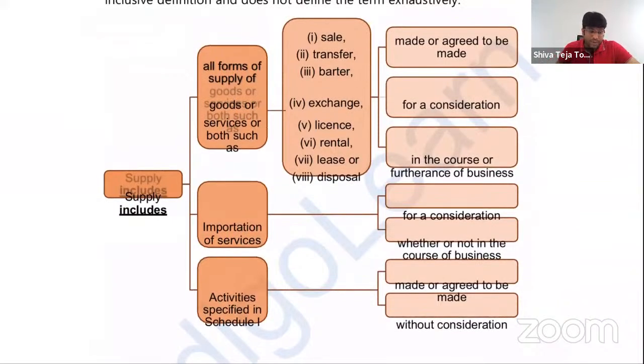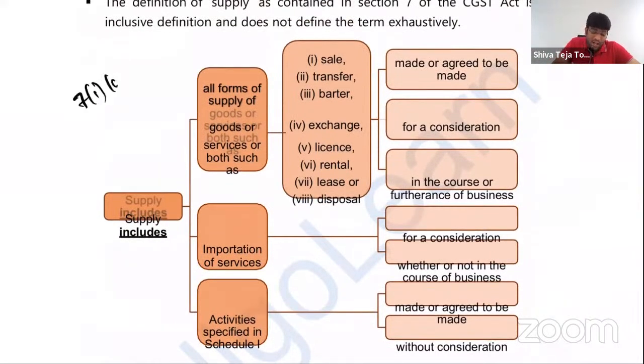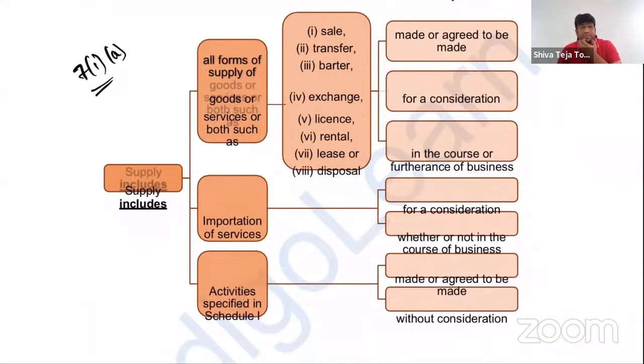Let's start. The first part of the story, Section 7(1)(a), which clearly says supply includes all forms of supply of goods or services or both, such as sale, transfer, barter, exchange, license, rental, lease, or disposal, made or agreed to be made for a consideration by a person in the course or furtherance of business. So in order to call it supply, it must be like a sale or transfer or barter or exchange or any kind of license or renting or leasing, which is made or agreed to be made.